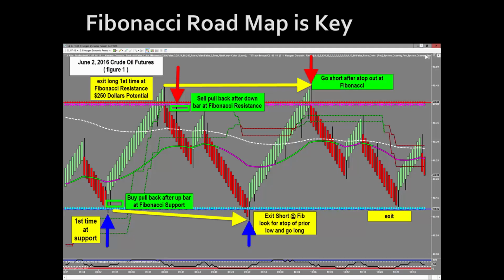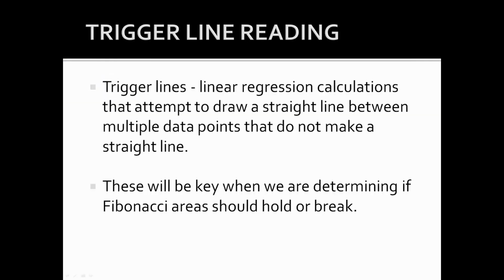Now, let's not forget Fibonacci support and resistance, which you can see across our chart. Red lines of resistance, blue lines of support are going to be the mainstay for what we're looking at. So when we look at support and resistance areas, we're going to look at a couple different factors for determining whether they're going to hold or break. And we're going to use our trigger lines for this.